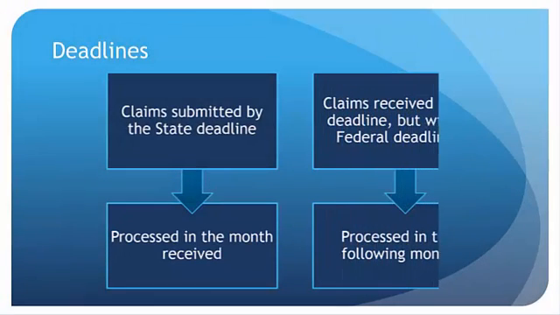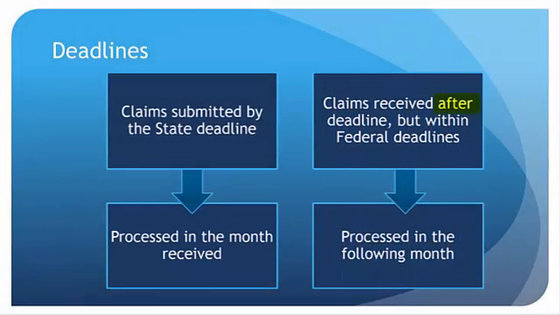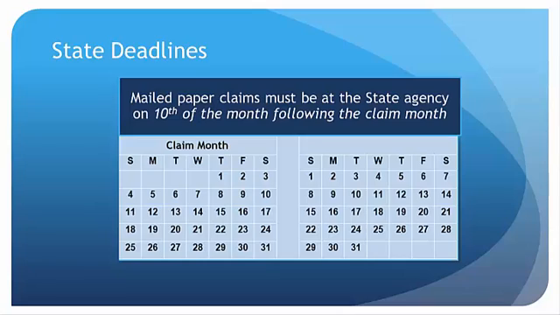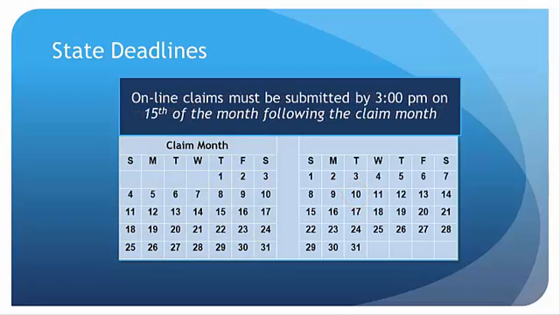If claims are received after the deadline but within federal deadlines, they will be processed in the following month. Mailed paper claims must be at the state agency on the 10th of the month that follows the claim month. Online claims must be submitted for processing by 3 p.m. on the 15th of the month that follows the claim month.